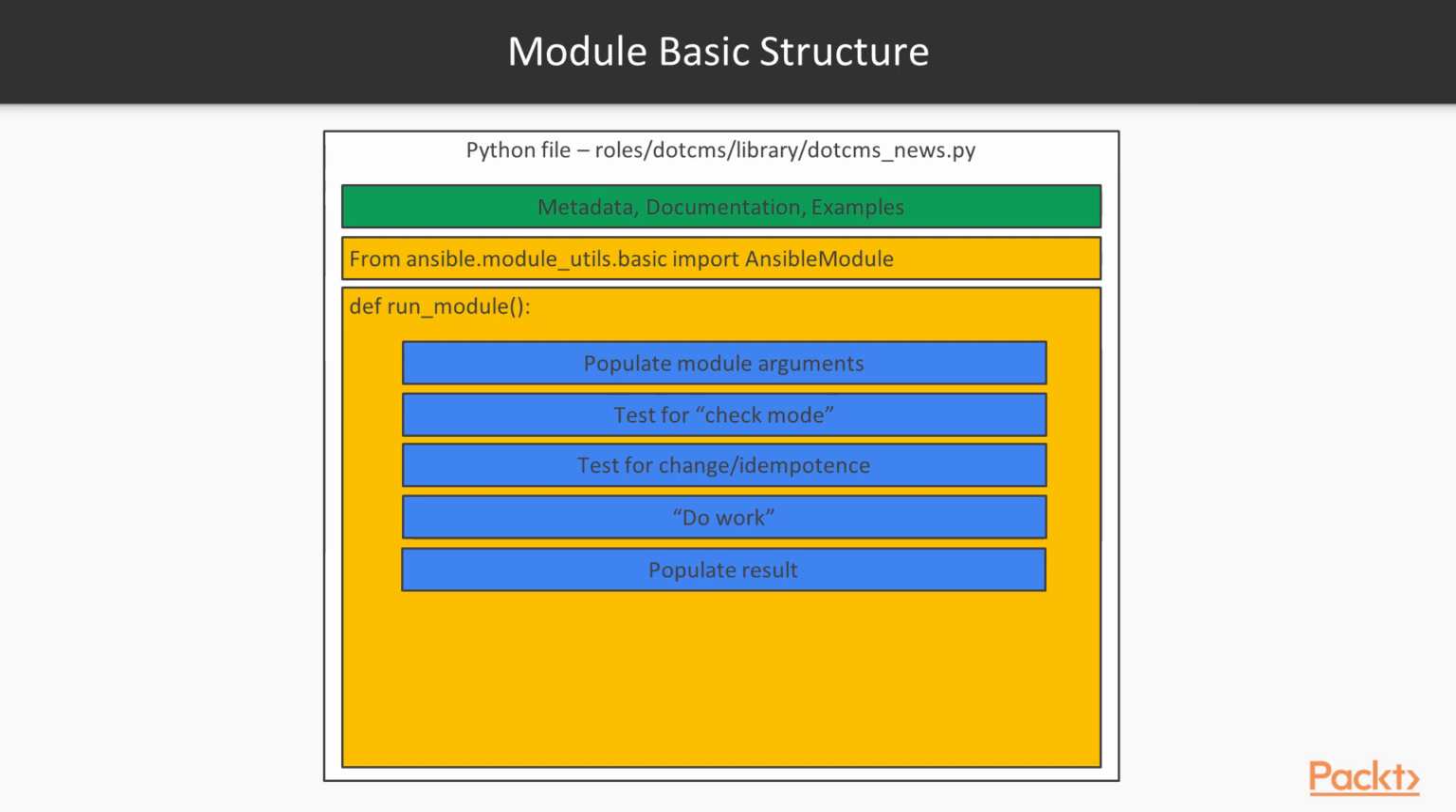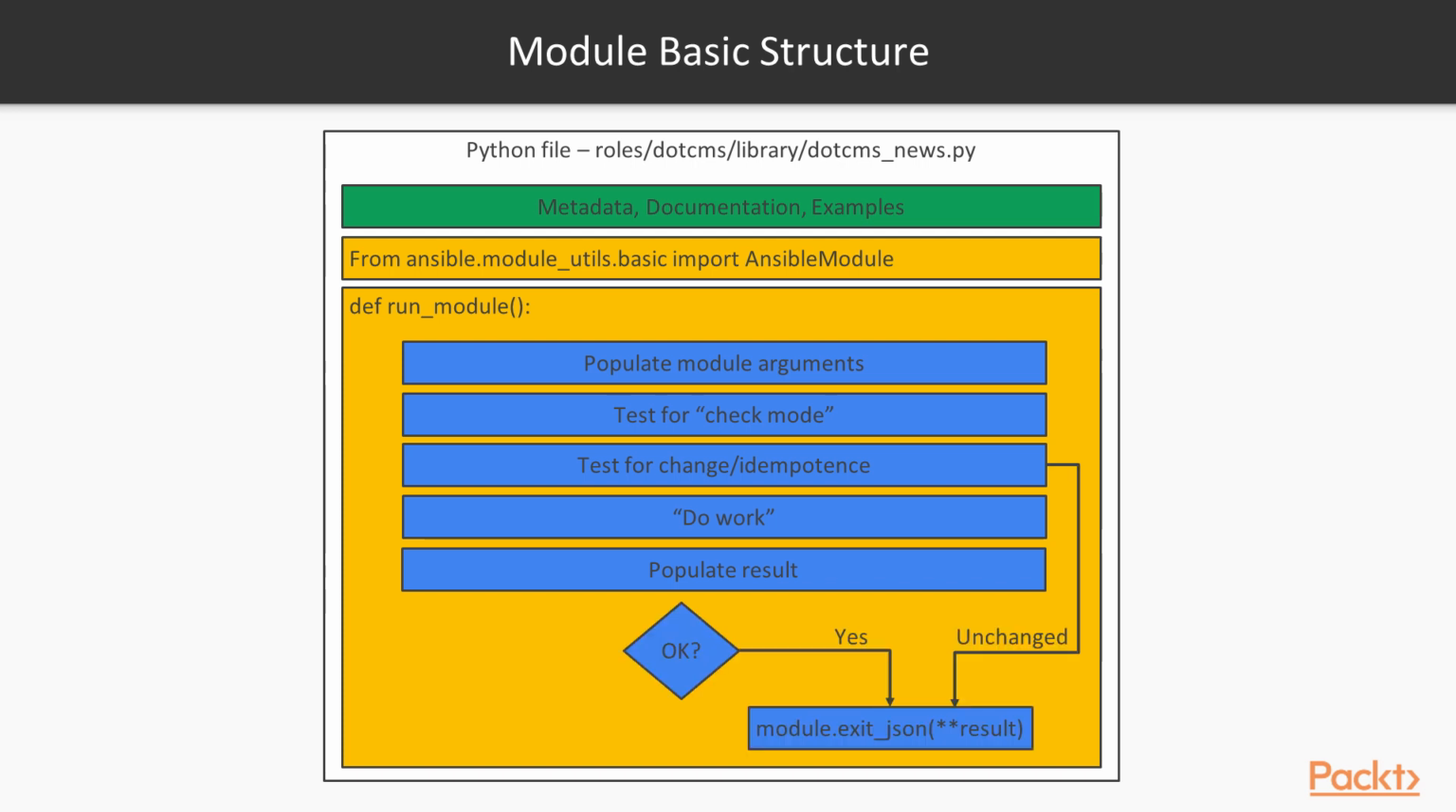We populate a result dictionary with the data that we want to have go back out again. And then, based on whether our work was successful or not, we either call the exit_json method, passing the result, or we call fail_json, passing the result. Basically that tells Ansible whether our module was successful or not, so it tells it whether it should continue with other modules, and whether there was some kind of error. Built into that result is a dictionary item called changed, and that's what tells Ansible whether this module actually made any changes or not. So this is the basic structure of the module.